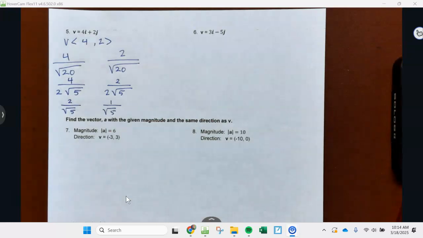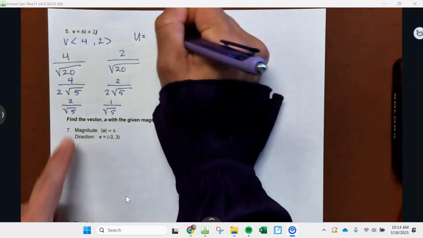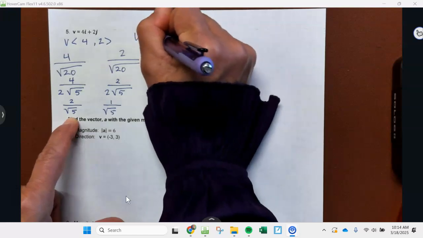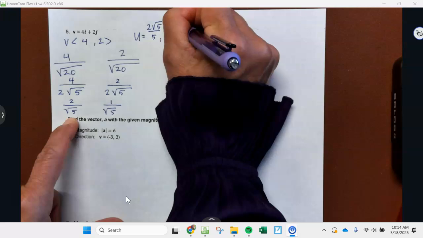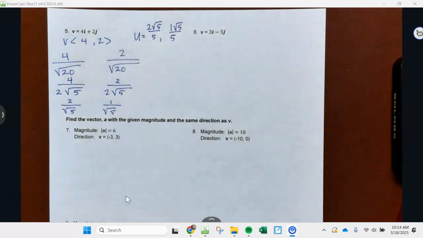And then don't forget, you've got to rationalize the denominator. So your unit vector is going to be 2 square root 5 over 5, 1 square root 5 over 5. I'm a little sad I wrote that 1. I didn't need to write that 1, but I did.